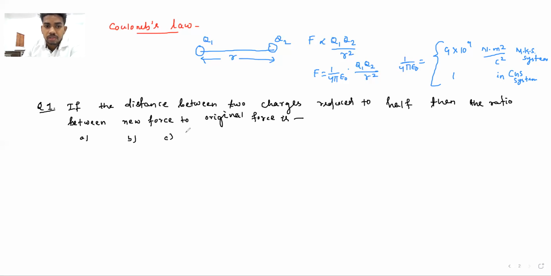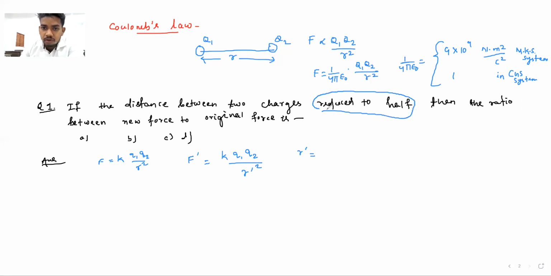You have to find which is the correct option. So how to solve this? So let us see. Initially force is F equal to K Q1 Q2 by R square, and in the second case F prime equal to K Q1 Q2 by R prime square. What is R prime? R prime is reduced to half. This is given here, reduced to half, or it may be given that it is increased by twice or it is decreased by 50% or 20%. Accordingly we have to calculate.